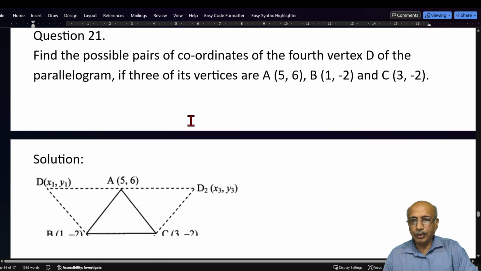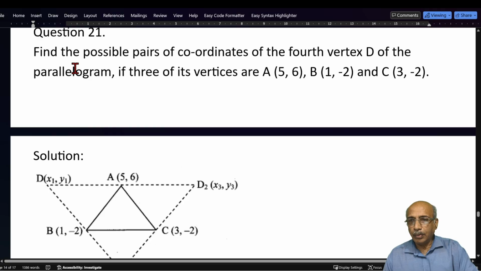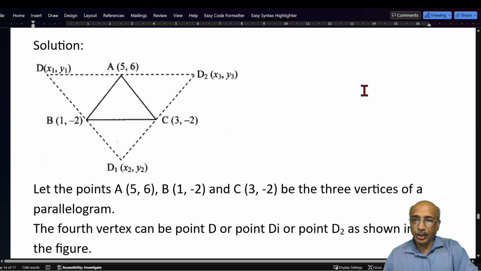Next, problem 21. Find the possible pairs of coordinates of the fourth vertex D of the parallelogram if three of its vertices are A, B, C. Your figure is very important, students. Here you see, triangle ABC is given. Got it clear? D can be on this side towards AB.